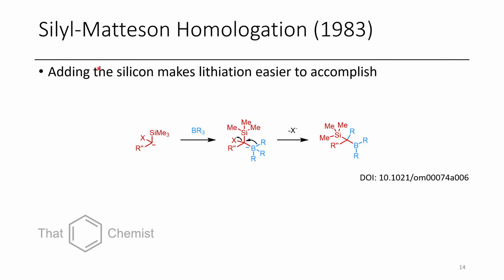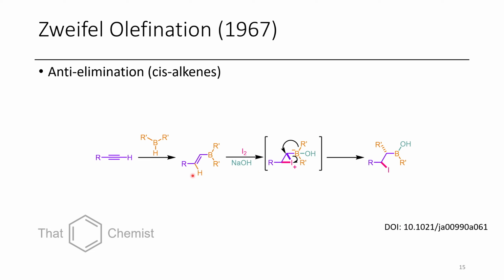Now, the Silyl-Matteson reaction is kind of cool because what you can do is you can very easily lithiate the alpha position of silanes and then trap that with a borane. Then, if you make an ate complex via this addition, one of the R groups can migrate and displace the leaving group. And what you obtain is a carbon-containing system with both a silicon and a boron. And so you could do different chemistry with those 2 different heteroatom-containing groups. So this is a very useful way to introduce diversity, just through a lithiation reaction.